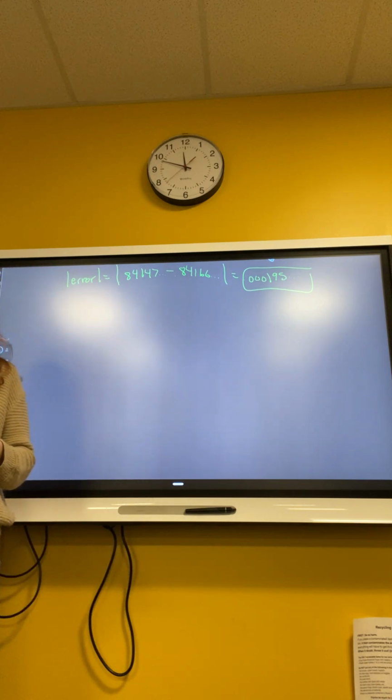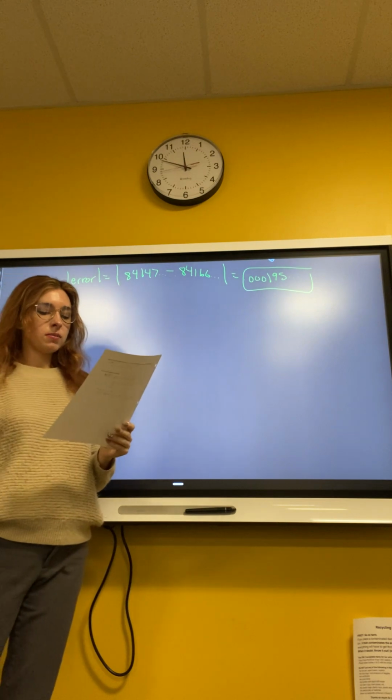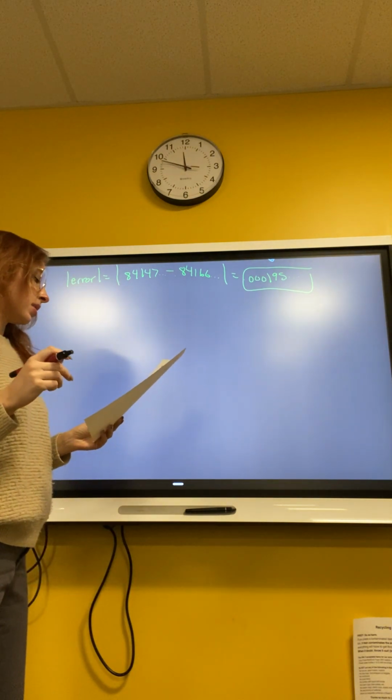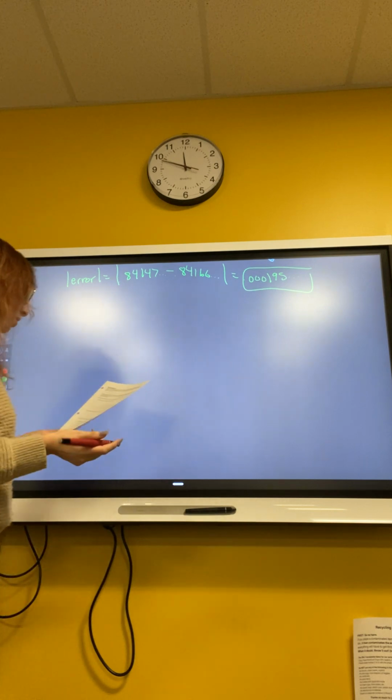Alright, find in series form an antiderivative for sine of x squared and then use it to approximate the integral from 0 to 1 of sine x squared, so the error in your approximation is less than 1 over 1,000 without using your calculator. Okay.